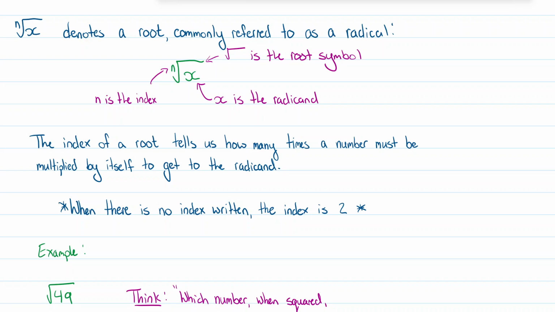When there is no index written, so if we have something just like the root of 9, we act like that little index is 2, but we don't have to write it. So the square root of 9 is just a number that, when multiplied by itself, gives you 9, which is going to be 3. Okay, so that's all we're looking at when we're looking at roots. If it's a square root, we're looking at a number that, when multiplied by itself, gives us the number under the root symbol. And the same thing with a cube root.